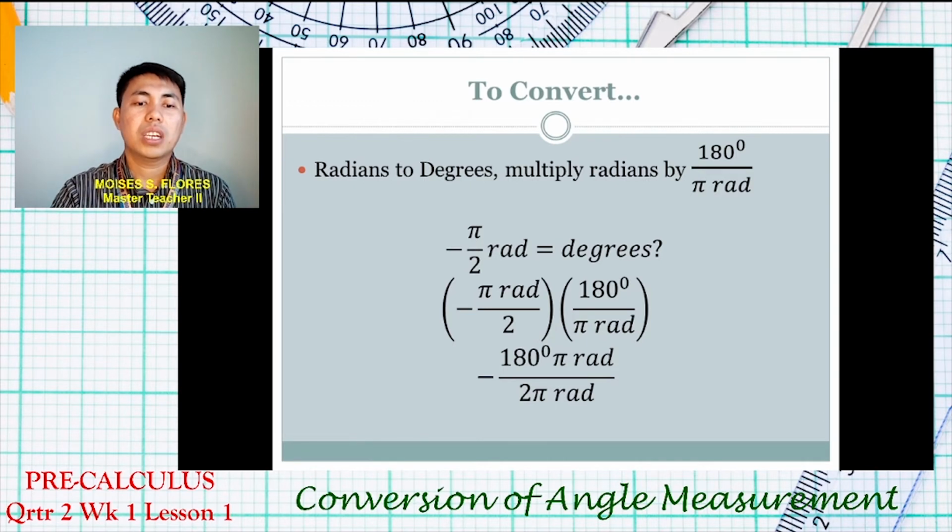There is a common unit of measurement, which is pi radian. It is automatically cancelled out. And then what is 180 over 2? That is negative 90 degrees. Again, the value of negative pi over 2 radian in degrees is negative 90 degrees.